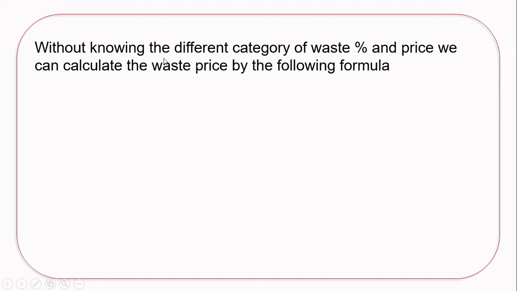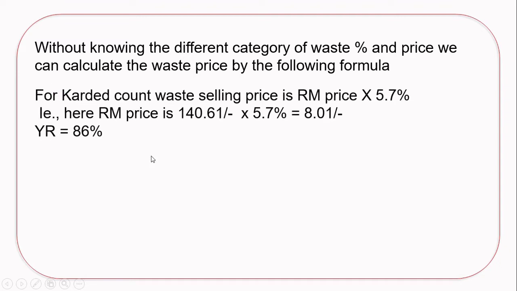Without knowing the different categories of waste percentage and price, we can calculate the waste price by the following formula. For carded count, waste selling price is raw material price into 5.7%. Here, the raw material price we have taken is 140.61 rupees per kg into 5.7%, which is equal to 8.01 rupees. Yarn realization we have taken as 86%.